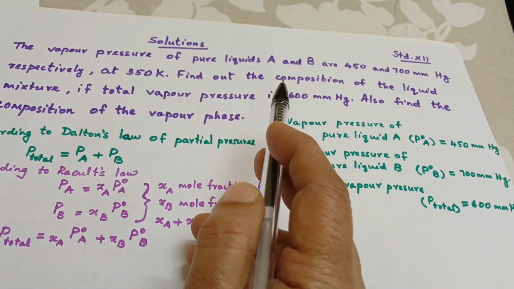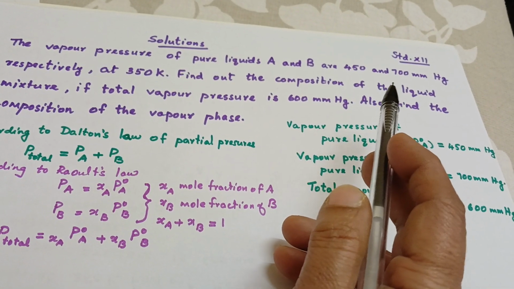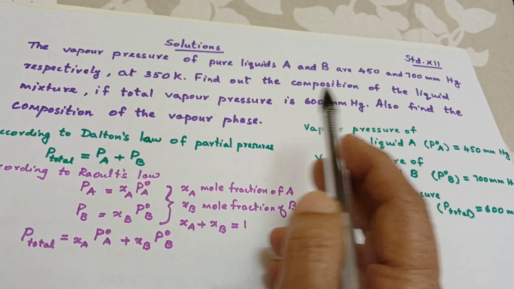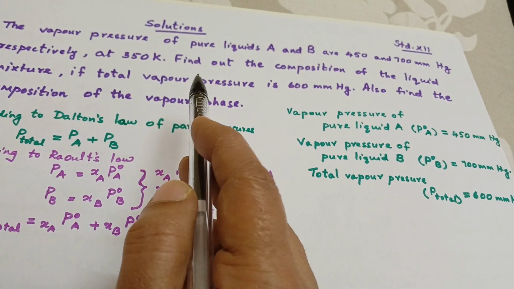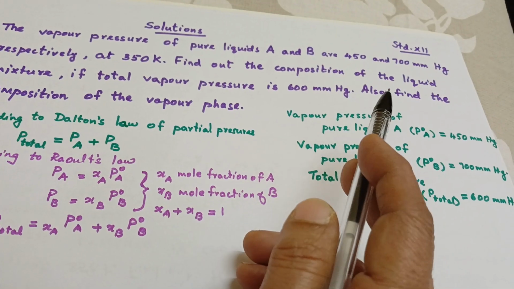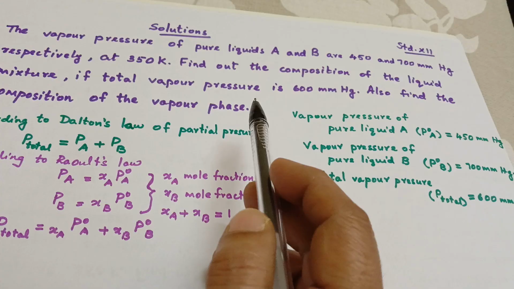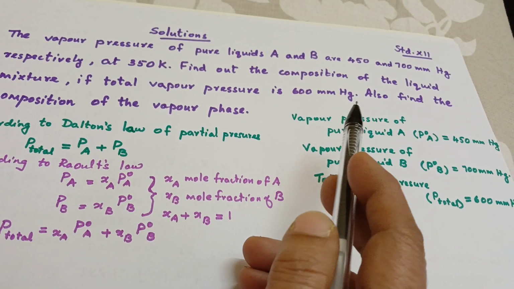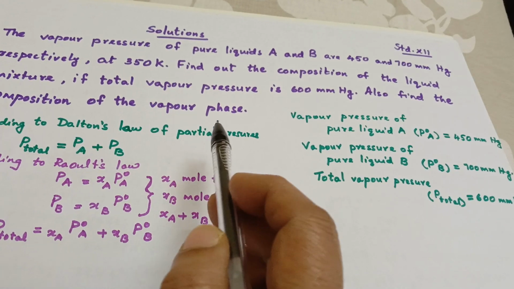The vapor pressure of pure liquids A and B are 450 and 700 millimeter of mercury respectively at 350 Kelvin. Find out the composition of the liquid mixture if total vapor pressure is 600 millimeter of mercury. Also, find the composition of the vapor phase.